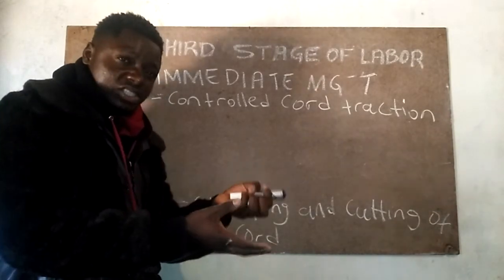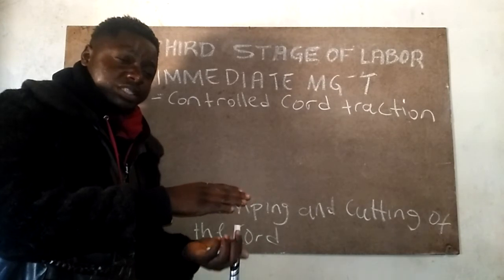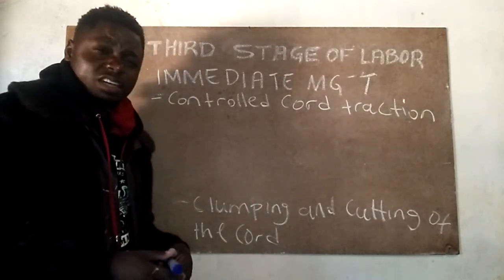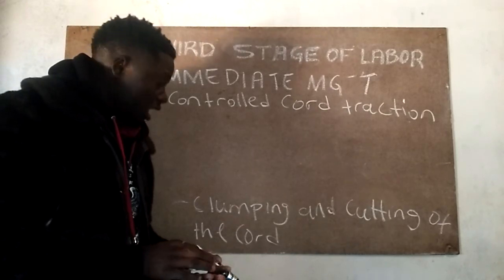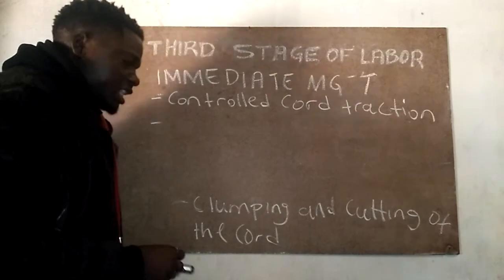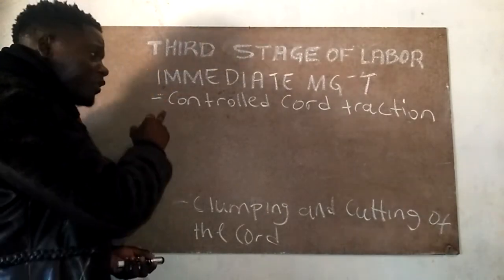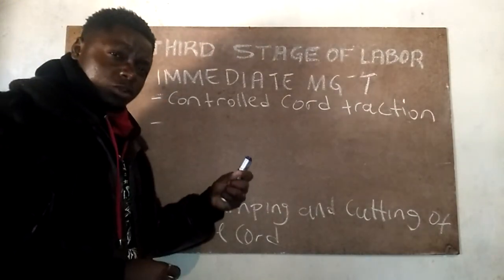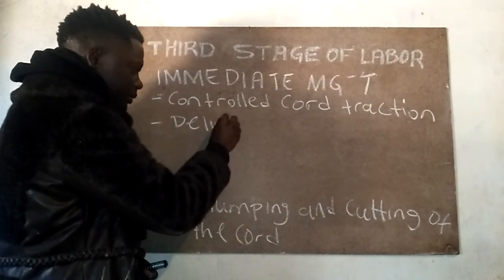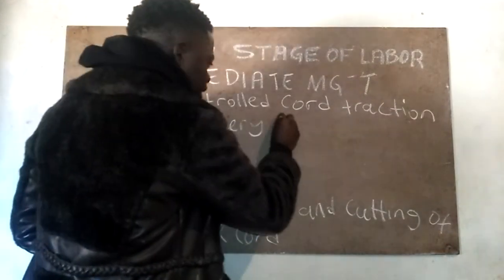When you turn it, you are going to allow the membranes to separate nicely from the uterus, so that you can remove it without any complications. Now, once you're done with that, after controlled cord traction, you can put on your management list delivery of the placenta.